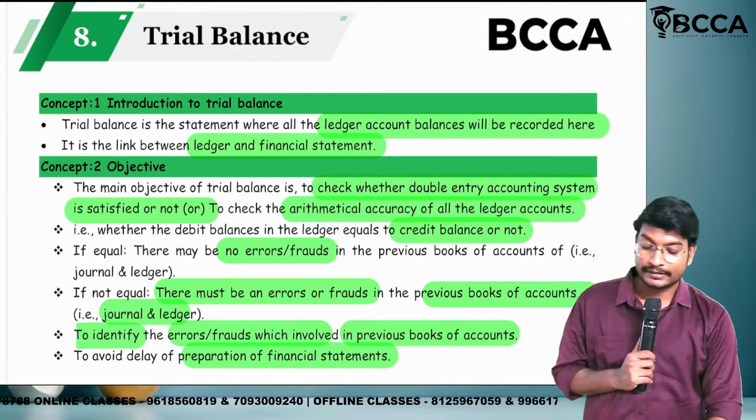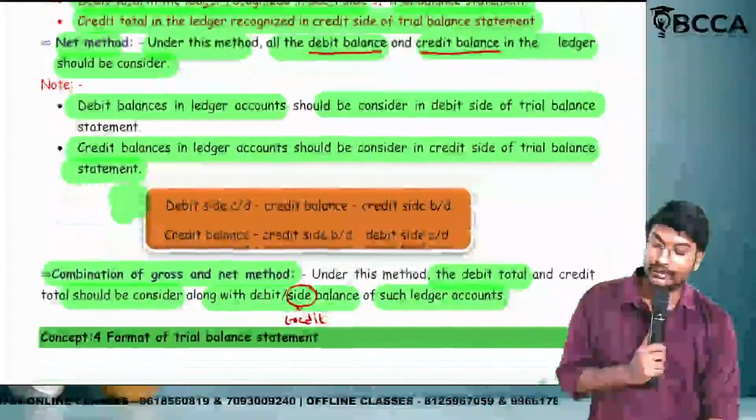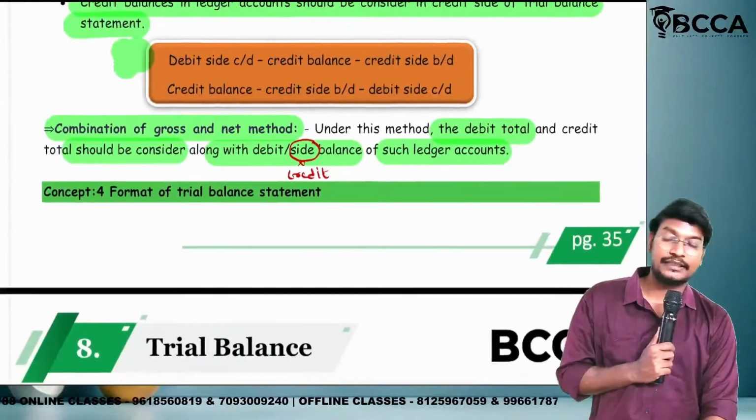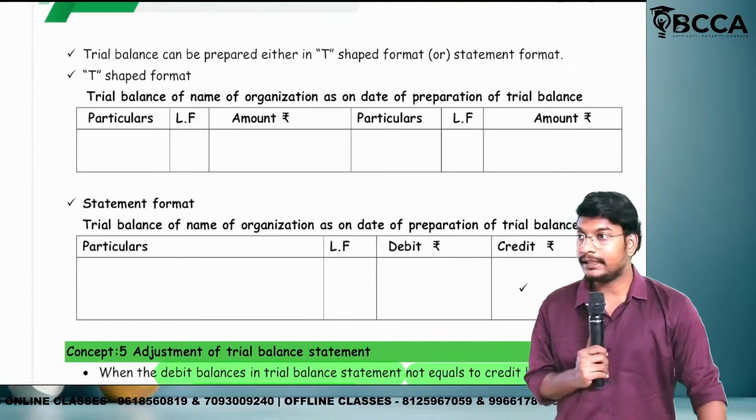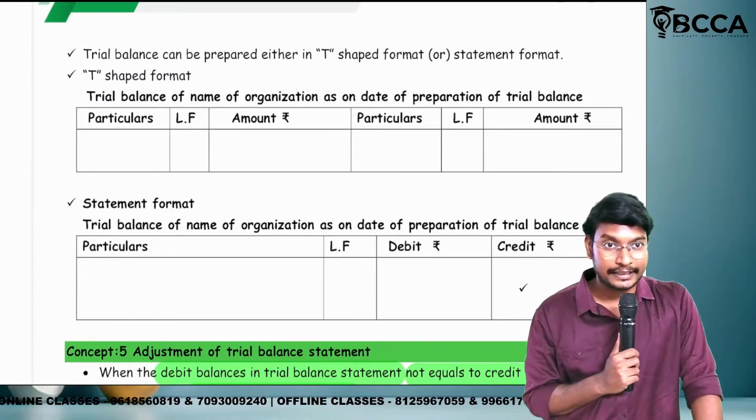Now next, how many formats are there? We have two formats. First one is called the T-shaped format. Second one is called the statement format. We can use any format while preparing the trial balance.